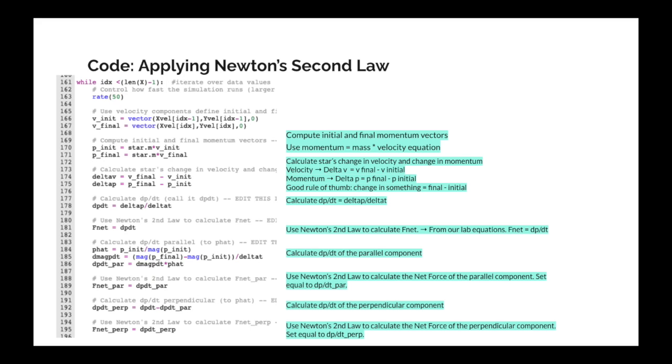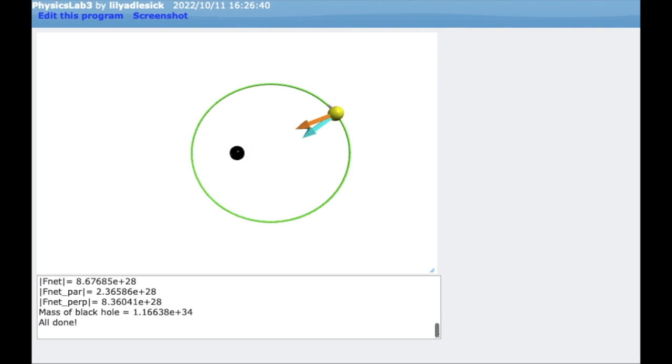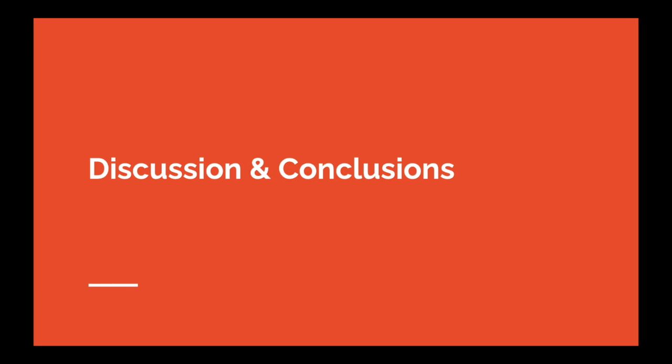Then we calculate dp/dt of the parallel component, and use Newton's second law to calculate the net force of the parallel component and set this equal to dp/dt parallel. Then we do the same for the perpendicular component. Finally, as you see here, we apply Newton's law of universal gravitation to find the mass of the black hole. Here you can view the computational model in action and see how it gets its results. Finally, we move on to discussion and conclusions.